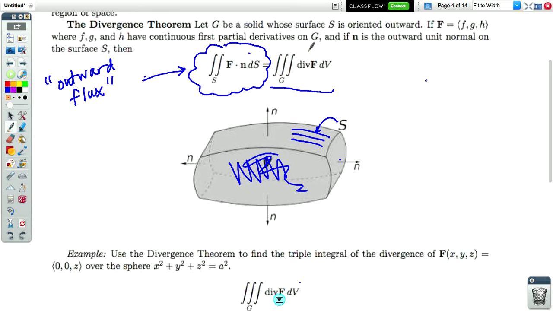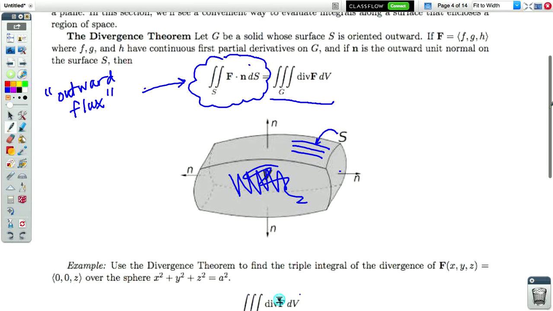Now, it seems a little bit counterintuitive if someone gives you a double integral to convert it to a triple integral and then compute it, but it turns out that computing the triple integral of the divergence can oftentimes be pretty simple. These are going to be really, really simple computations.